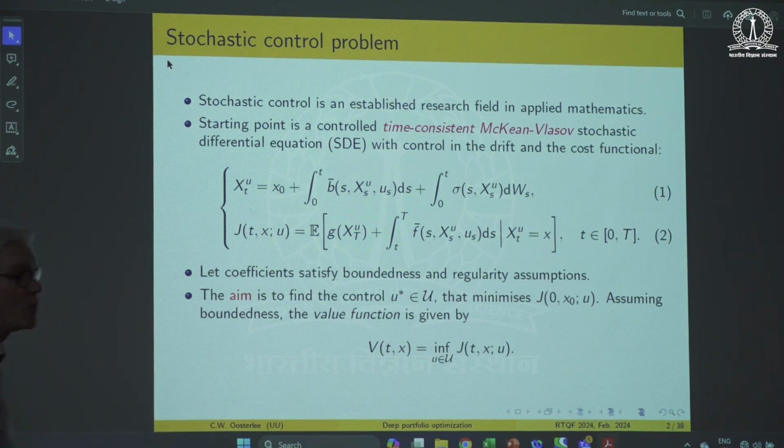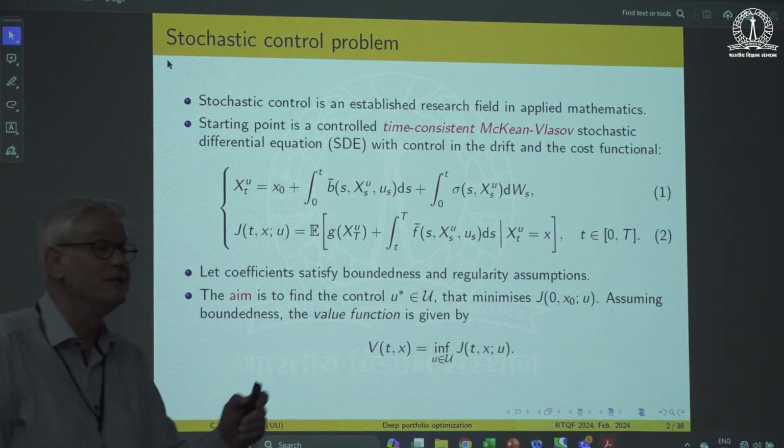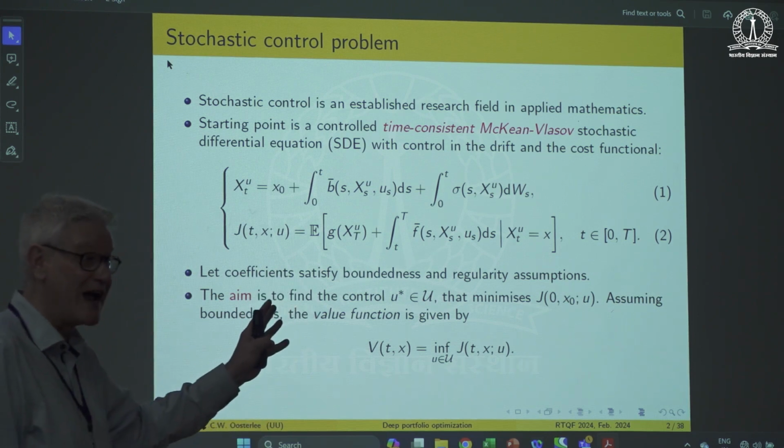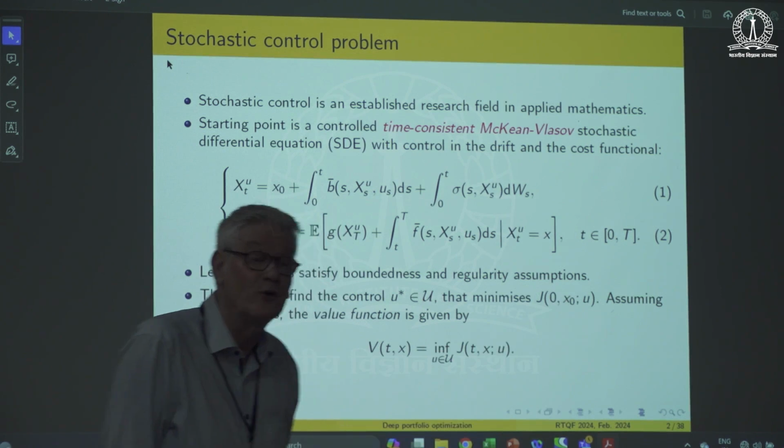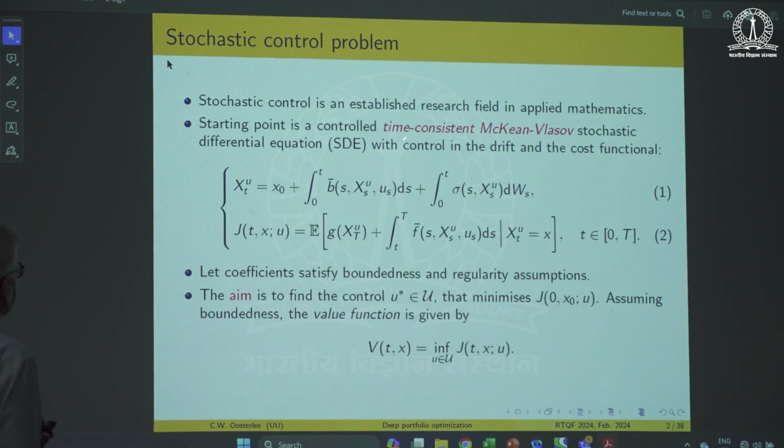Well, this is a classical problem, especially, I write here, time consistent. Time consistent means the optimal control at a certain time is also optimal at a time point later. That is called time consistent.